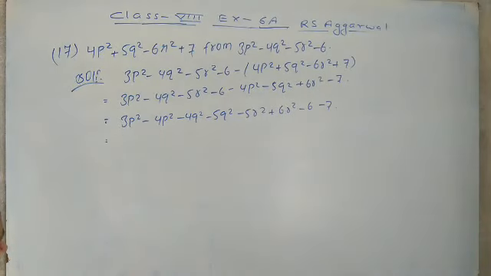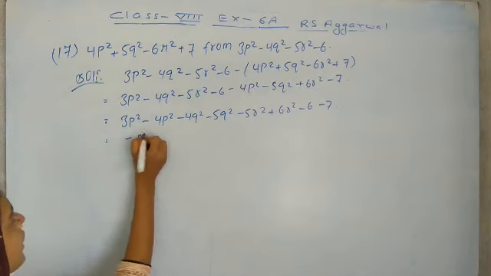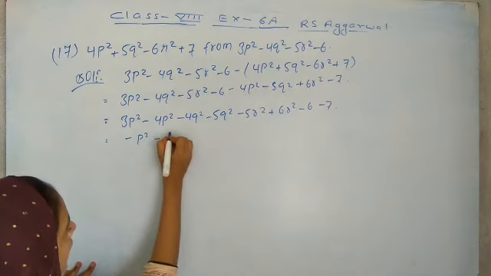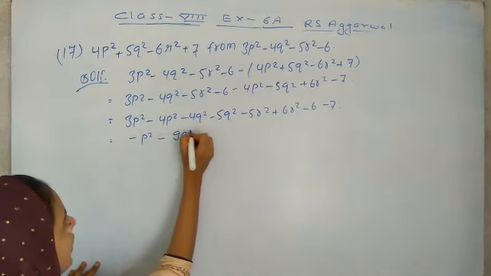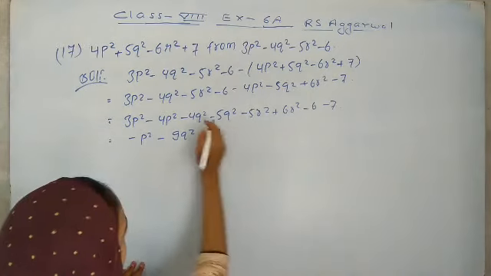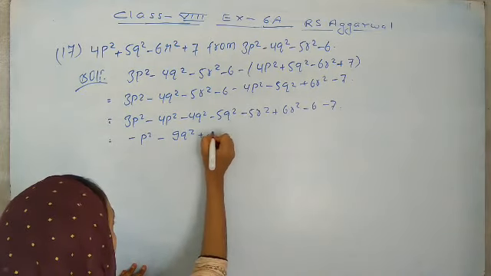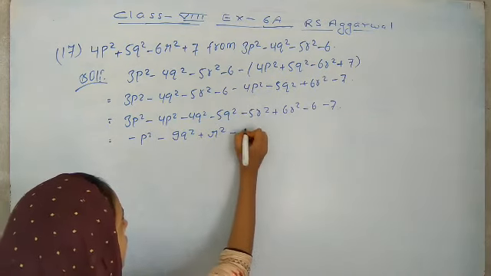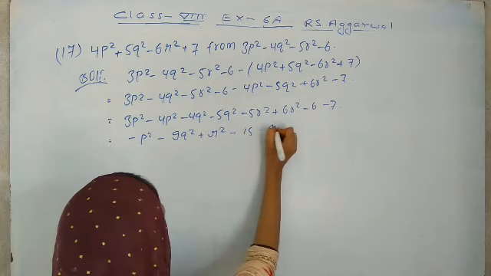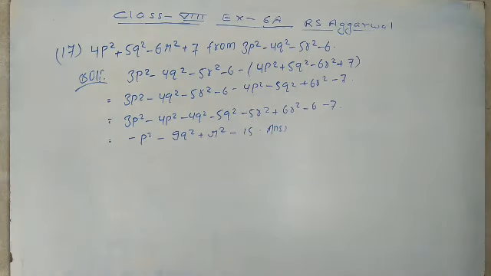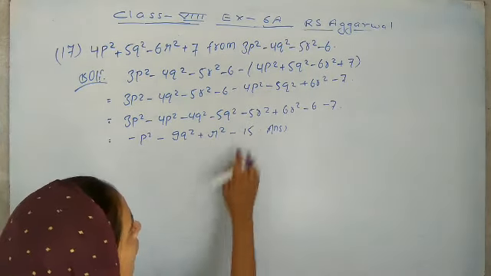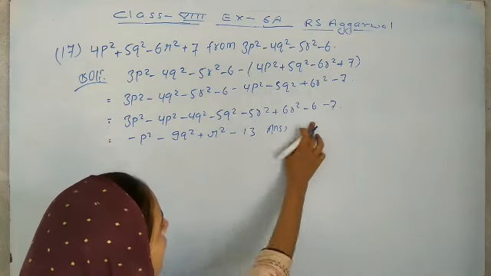Plus minus minus, we will subtract them, so minus p square because the minus sign is greater. Minus minus plus, but the sign is minus 9q square. Minus plus minus, but the sign is plus r square. Minus minus plus, but the sign is minus 15 is our answer. It means that minus p square minus 9q square plus r square minus 15 is our answer. Here I have written 15 but it will not be 15, it will be 13, because when we add them it will come to 13.